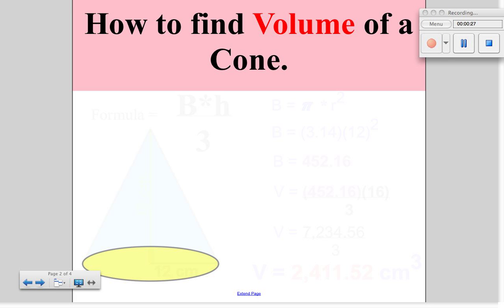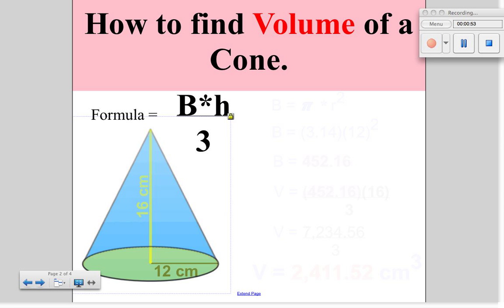How to find the volume of a cone? Well, let's first start with the formula. Remember yesterday we did the volume of a pyramid, and I told you the formula was the area of the base times the height, divided by 3. That formula is exactly the same for the cone. The only difference on this one is how do we find the area of the base. So let's look at the example below.